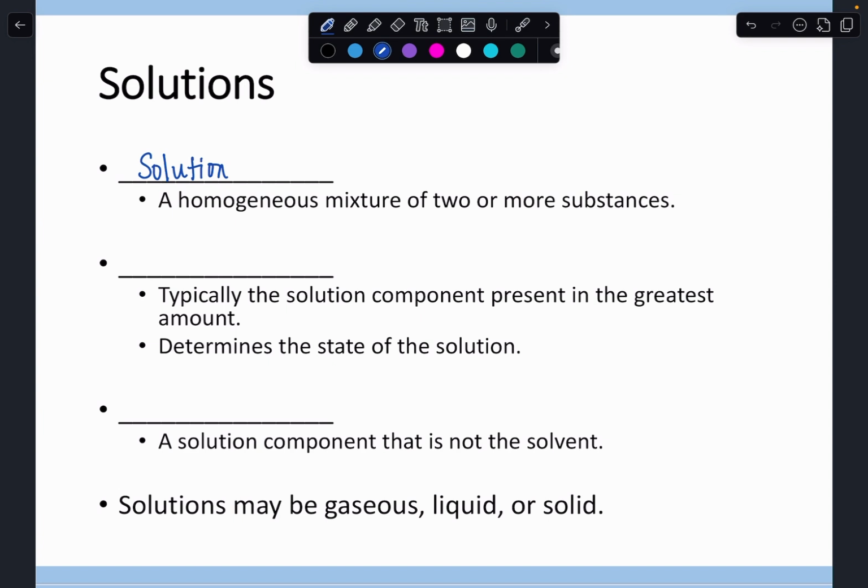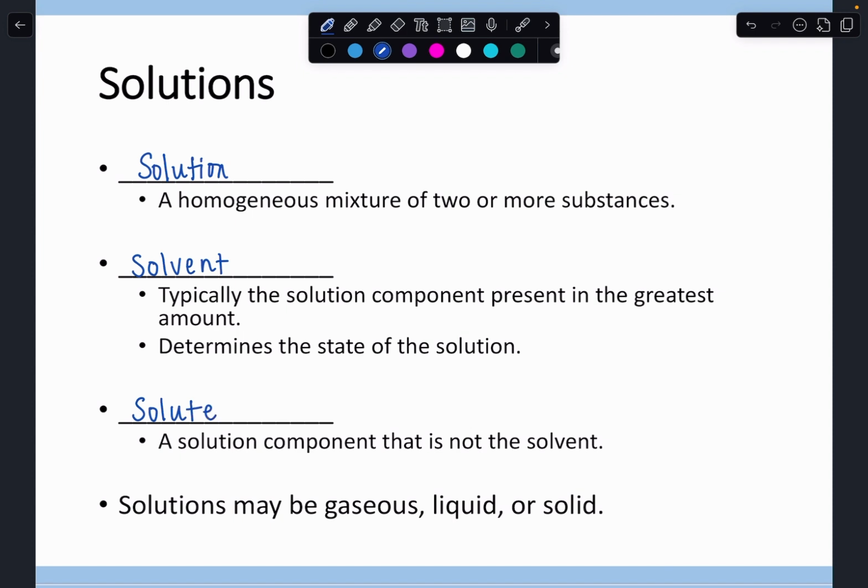The solvent is the part of a solution that's typically present in the greatest amount. If you think back to that first slide where we looked at table salt dissolving in water, water would be the solvent. It dissolves the table salt. This also determines the state of a solution. You can have a solution of gases. You can have a solution of solids. You can have a solution of liquids. Whatever the solvent is determines the state of that solution. And then anything else is called a solute.